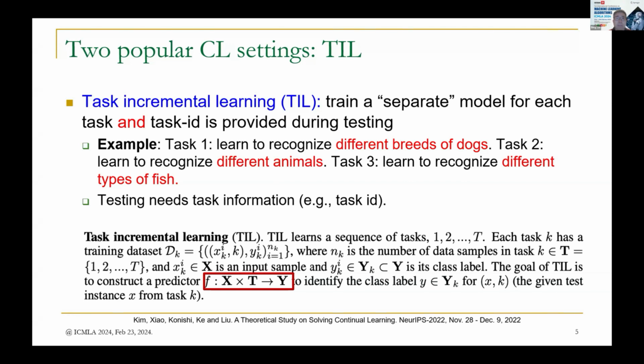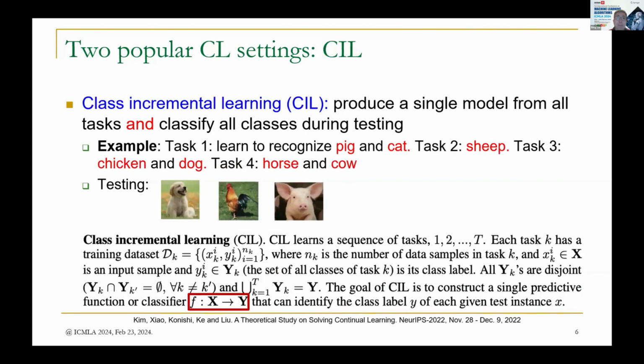Okay. So with this task ID, we are essentially doing the function x cross t mapped to y, where t is the task ID. Every task has an ID and that will be used. So this is a very simple setting, and this problem is pretty much solved in the sense that there's no catastrophic forgetting, and also lots of knowledge transfer can be achieved.